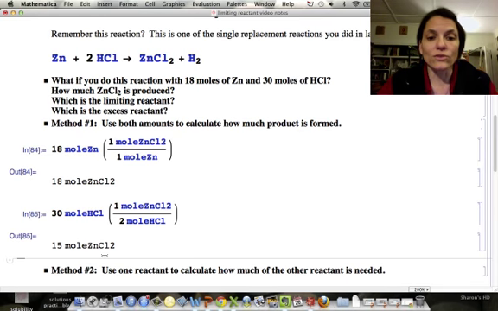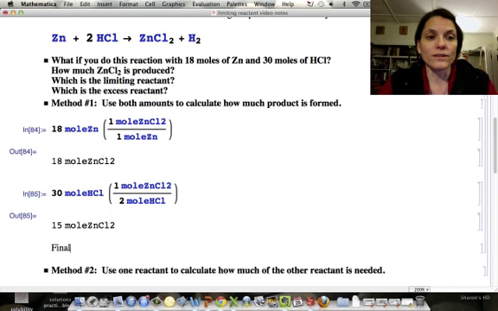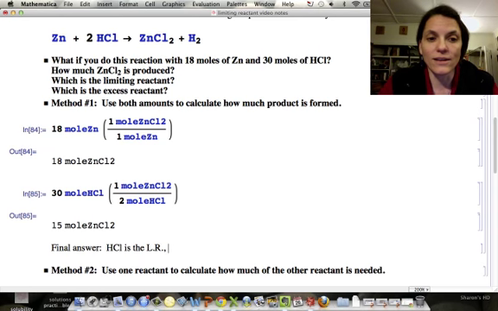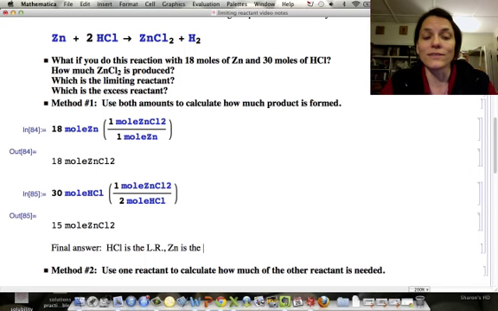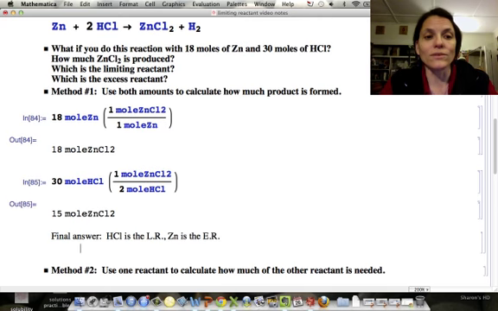Okay, so we've answered two questions at once, and I'm going to write them in here. Here's our answer. Well, we know that HCl is the limiting reactant. I'm just going to abbreviate it LR. And therefore, if HCl is limiting, the other one is the excess. Zn is the excess reactant. And we also know that we got 15 moles of ZnCl2 produced.